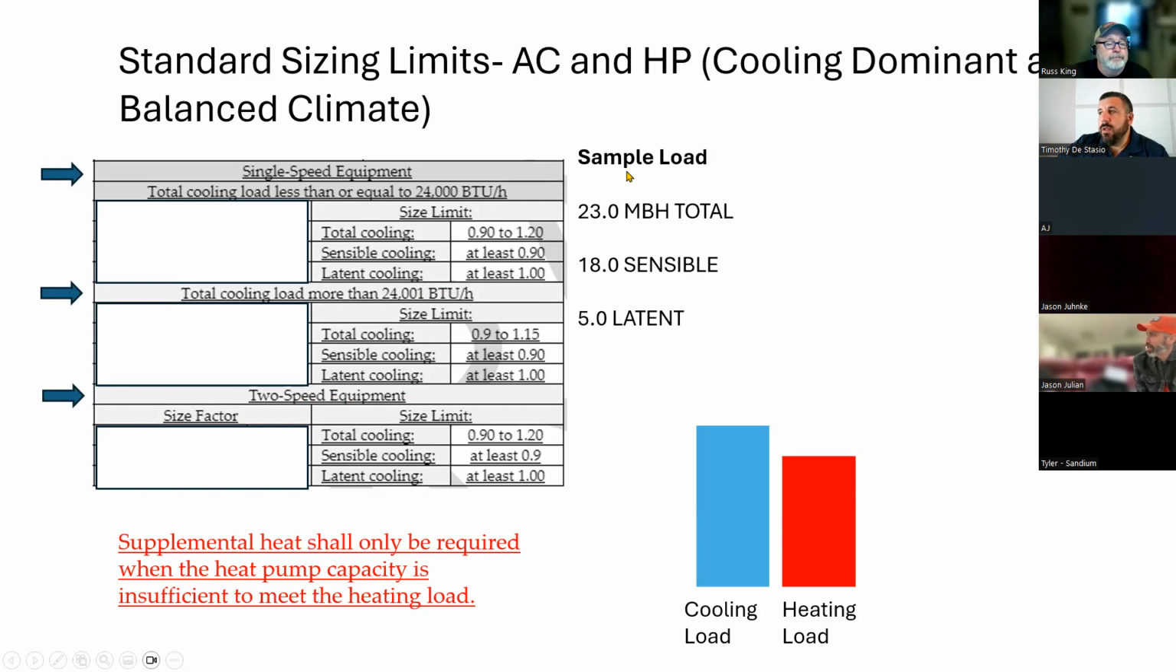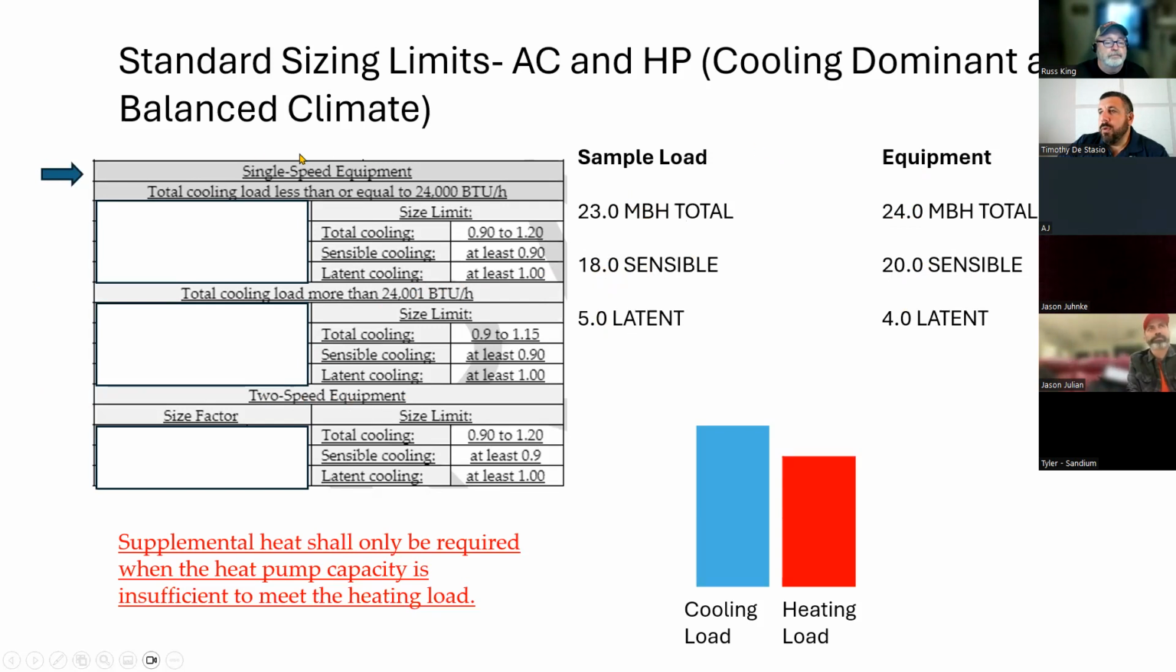So let's take a sample load. Our load is 23,000 MBH, and out of that, 18 of it's sensible and 5 of it's latent. Here's our equipment. We've got a 24 MBH total. Out of that, 20 is sensible, 4 is latent. So which rule are we going to go by? These, because we're under 24,000 BTUs.